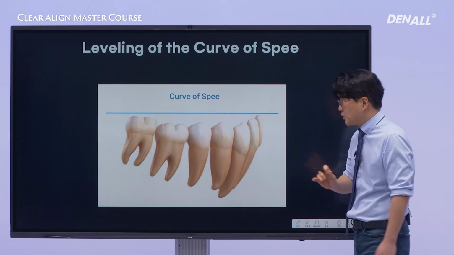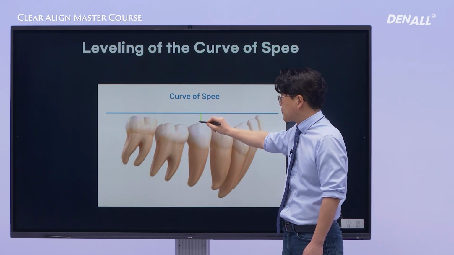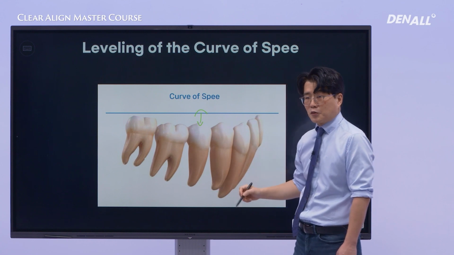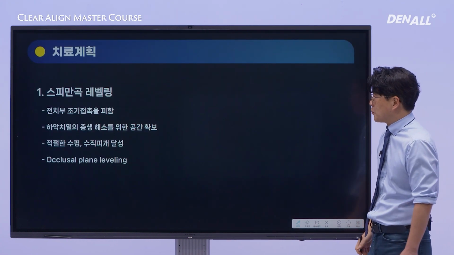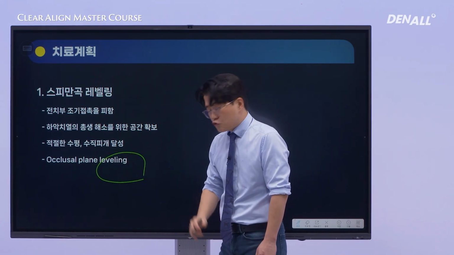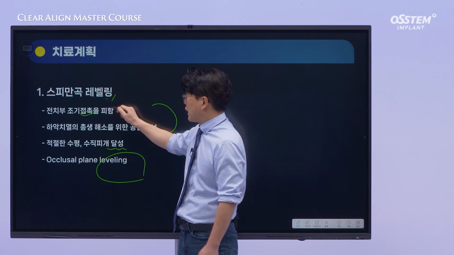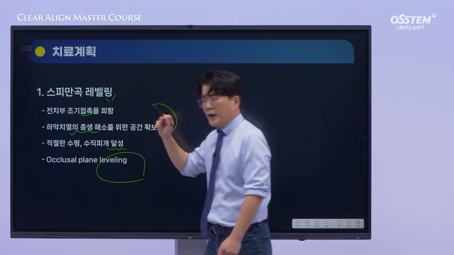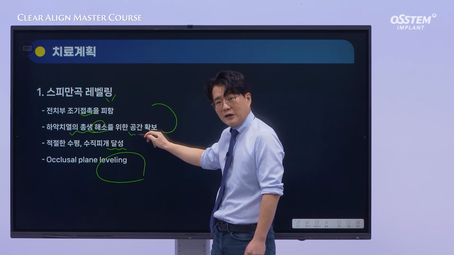As you know, the COS, the curve of Spee, correlates directly with overbite. The deeper the mandibular curve of Spee, the more pronounced the deep bite becomes. From the perspective of leveling the occlusal plane, the aim is to achieve proper horizontal and vertical overlap. By doing so, we can prevent premature anterior contacts and create the necessary space to resolve crowding in the mandibular dentition.